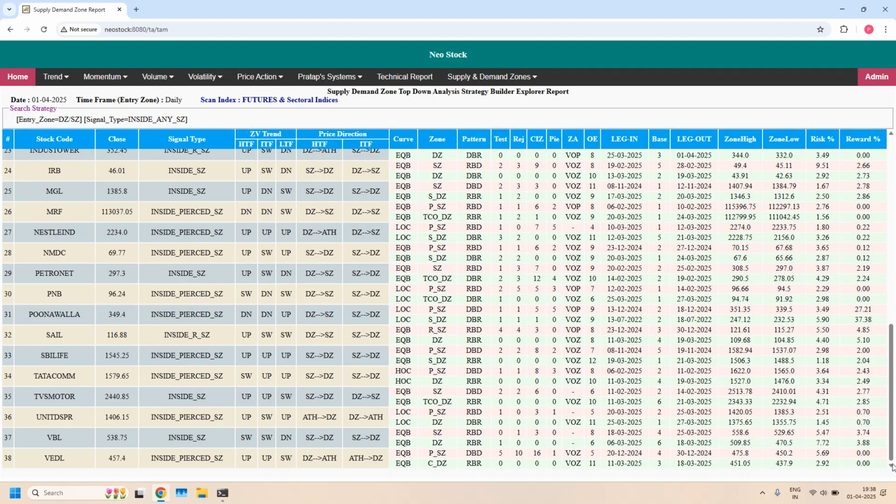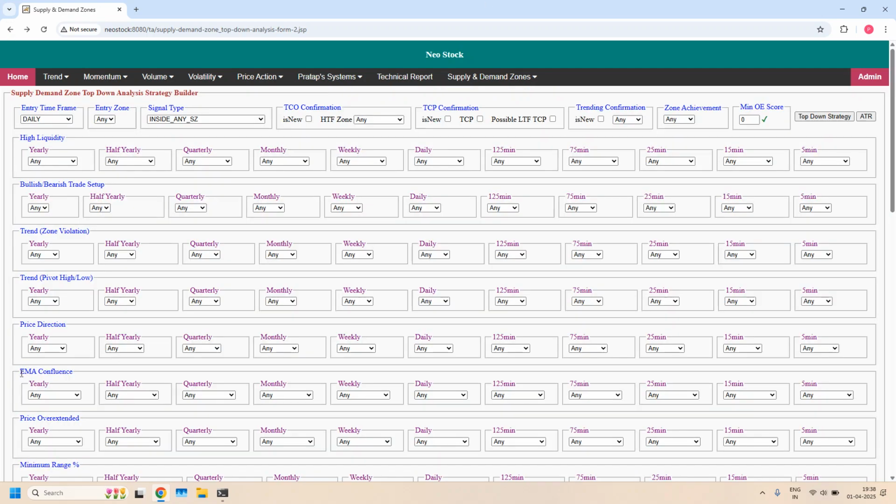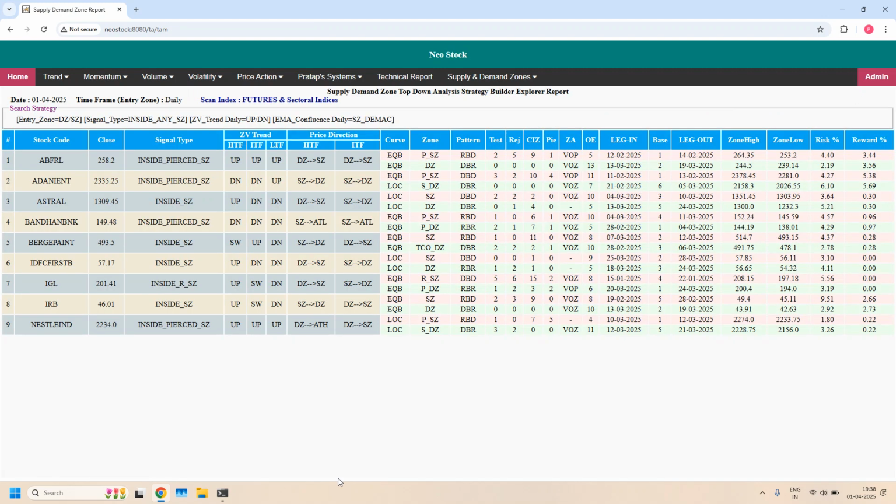Out of these 38, we can further filter based on daily supply zones having daily EMA Confluence. And also trend on the daily time frame should not be sideways. Can be up or down. So 9 stocks are filtered. Price closed inside these daily supply zones, and also those daily supply zones are having daily EMA Confluence. So this is about daily time frame.